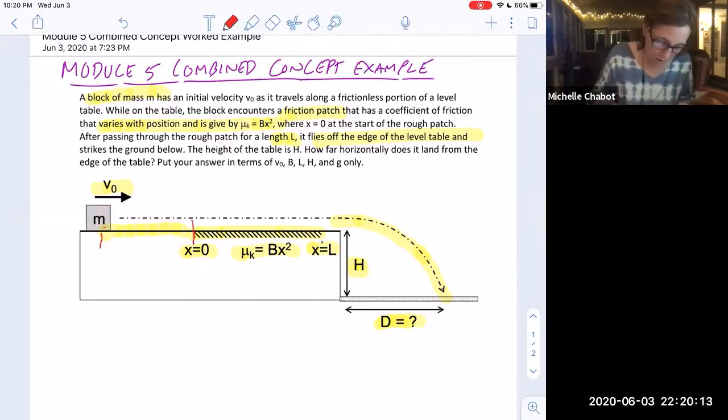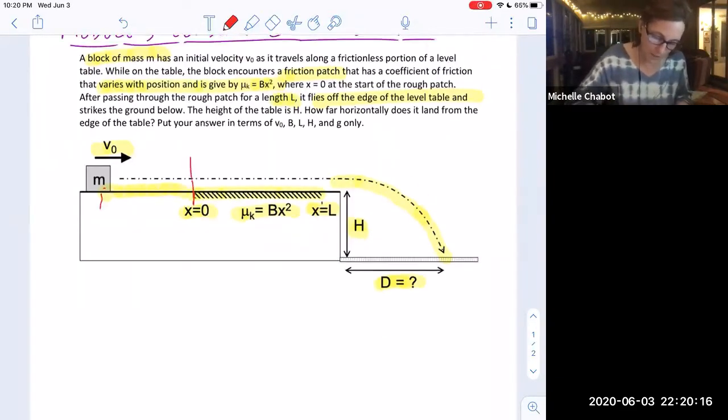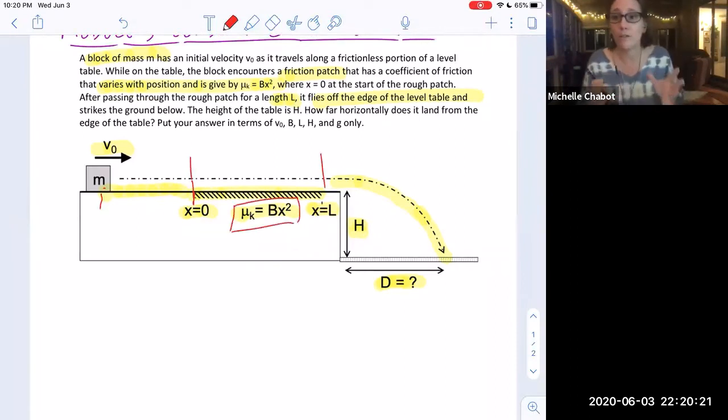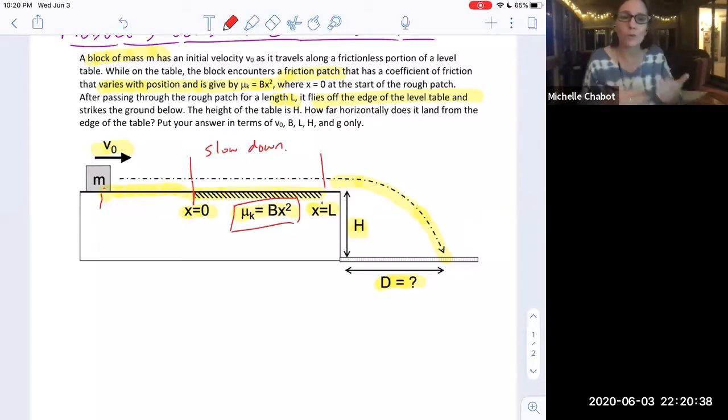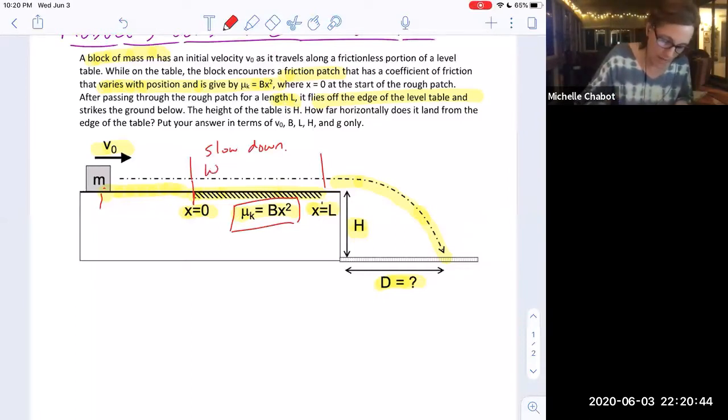And so then during the rough patch, I have a variable friction force that varies with position, and it's going to slow down, right? So it's going to slow down because there's some work done on it. There's also, yes, a force acting on it, but the force varies with position, not time, and so work is a much more straightforward way to go about calculating this. And so we can then know that the work done by friction will equal the change in the kinetic energy. So I'll be able to actually find the speed at the end of the rough patch.